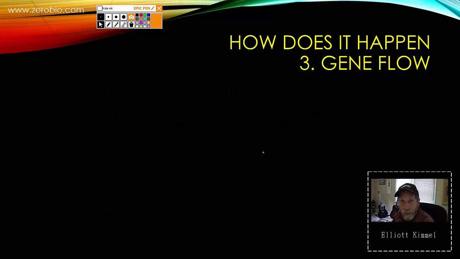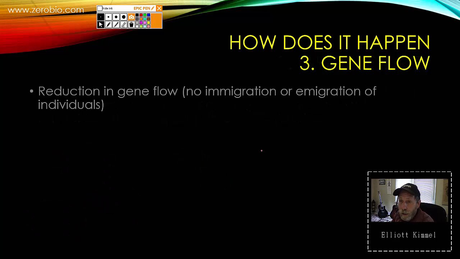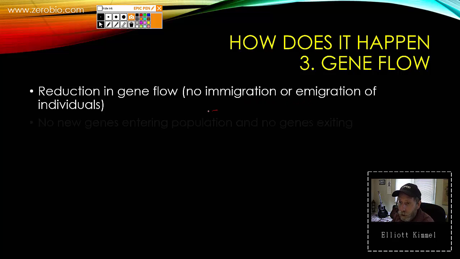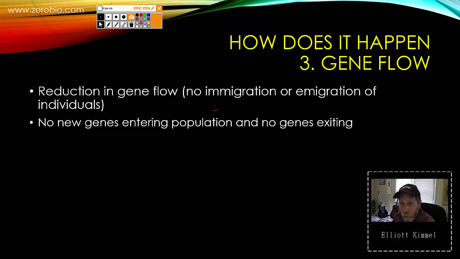Okay, now, the next concept for microevolution is gene flow. And really what we're looking at is a reduction in gene flow, where we don't have immigration or emigration of individuals. Because of that, we have no new genes entering the population or exiting the population. Because in order for evolution to occur, as I've said a number of times, you need organisms to be isolated and not be able to reproduce with other organisms outside of their general population.